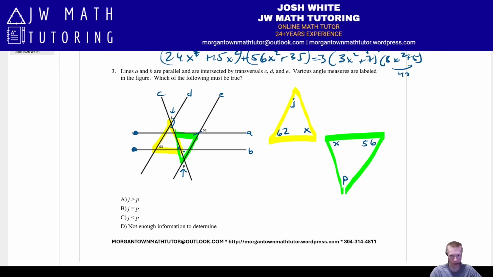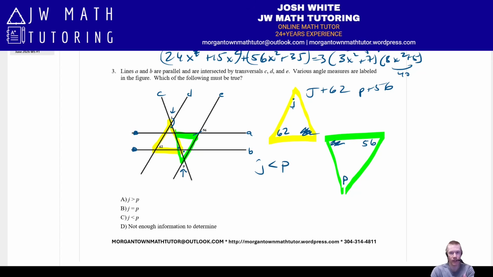So essentially what's happening now is we have 2 triangles, all 3 angles add up to 180. Notice X and X, these are the same, so you can essentially just ignore them. So then it comes down to comparing J plus 62 versus P plus 56, right? You can probably just look at this and realize, well, 62 is larger than 56, therefore J is going to be less than P. You know what I mean? This has to be smaller than that in order for these to equal the same number.